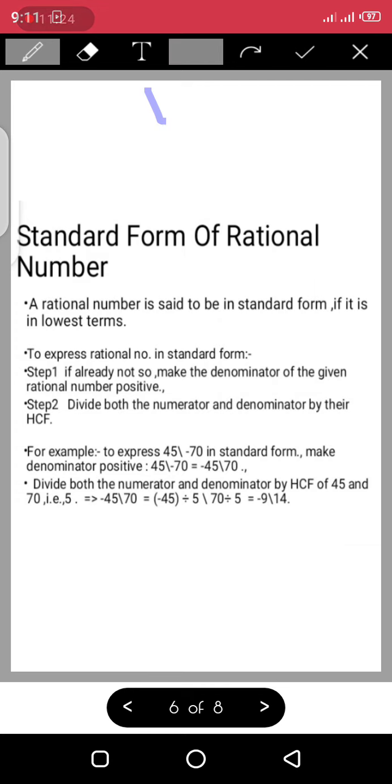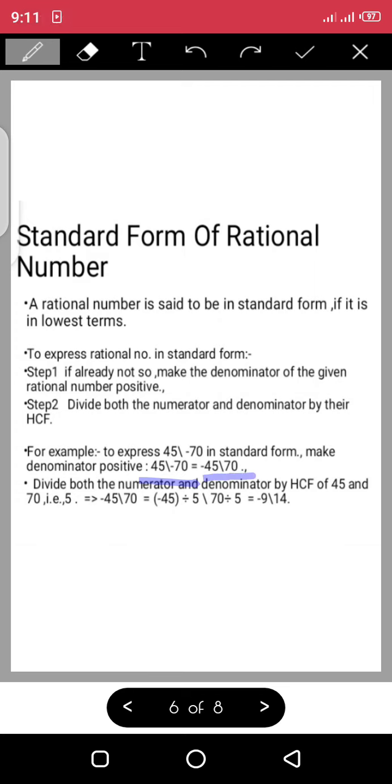Okay, so for example, we have to express 45 by minus 70 in standard form. The first step we follow is to make the denominator positive. So we have 45 by minus 70. Here the denominator is minus 70, so we will convert the denominator to positive. So it will come as minus 45 by 70.